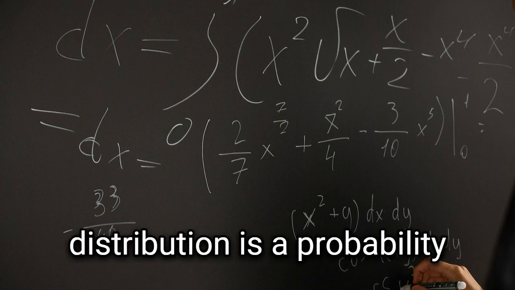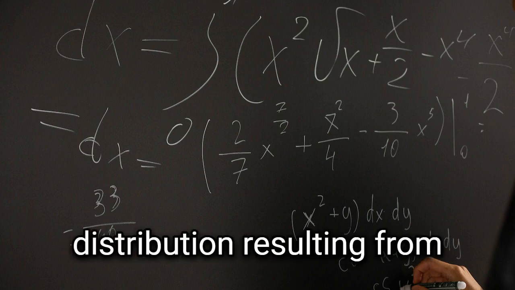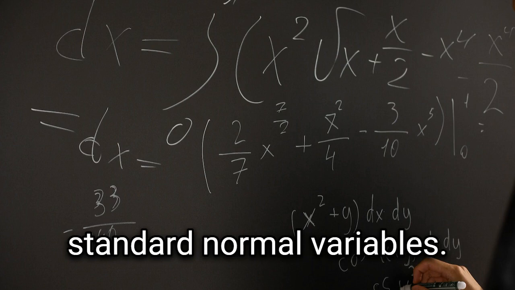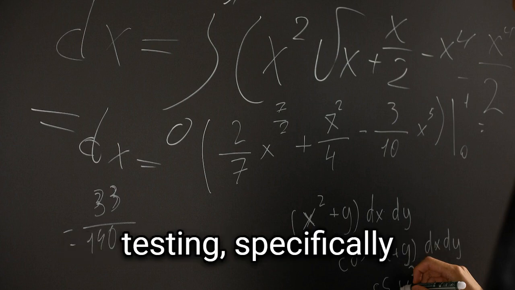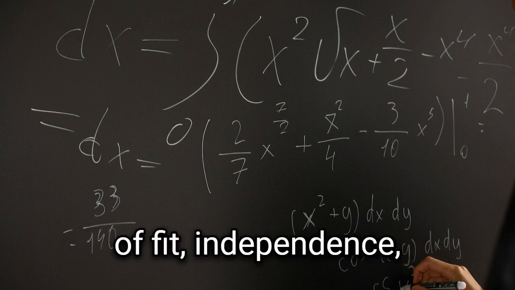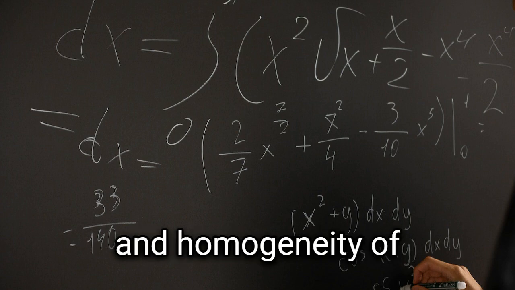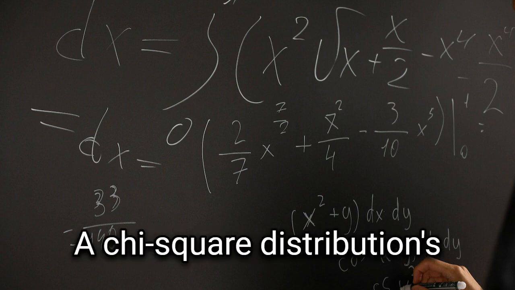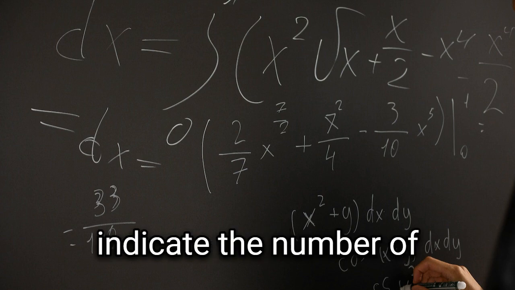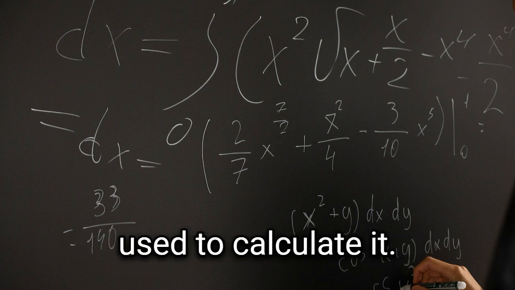The chi-square distribution is a probability distribution resulting from the sum of the squares of standard normal variables. It is used in hypothesis testing, specifically to assess goodness of fit, independence, and homogeneity of population variances. A chi-square distribution's degrees of freedom indicate the number of independent observations used to calculate it.